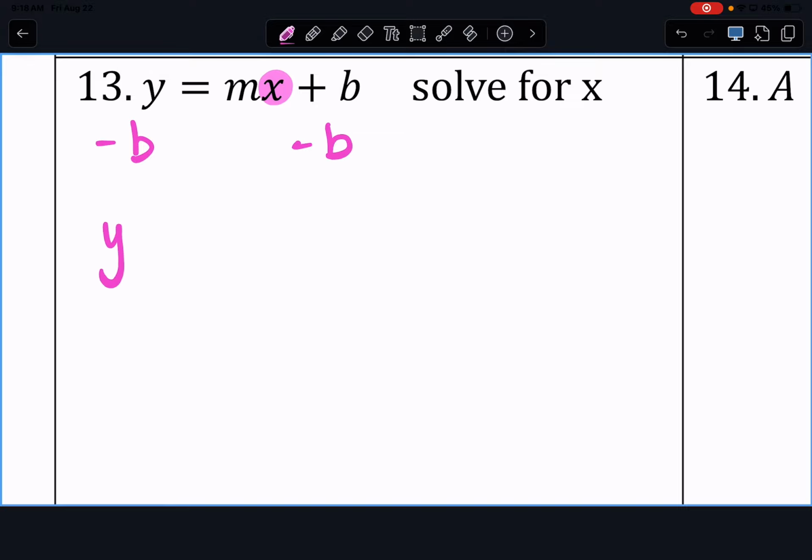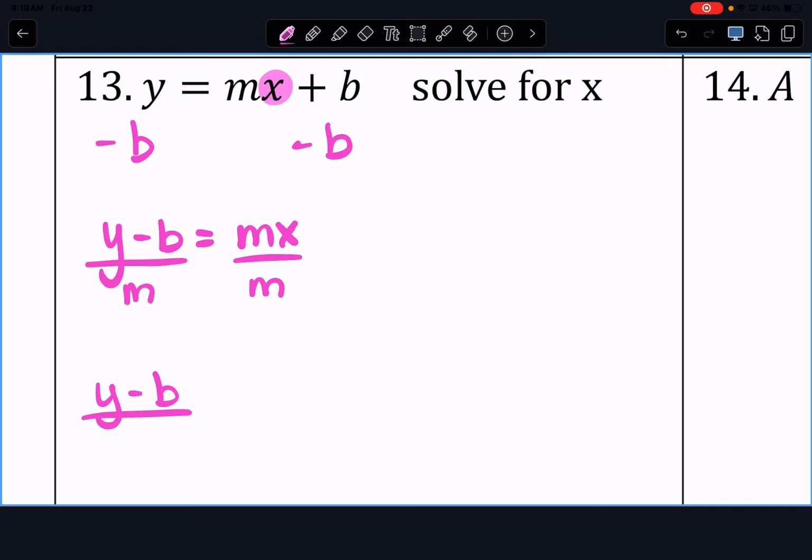So we get y minus b equals mx. Then what? What do I need to do to both sides? Divide by m. So we have y minus b over m equals x. Y'all go ahead and do 14.